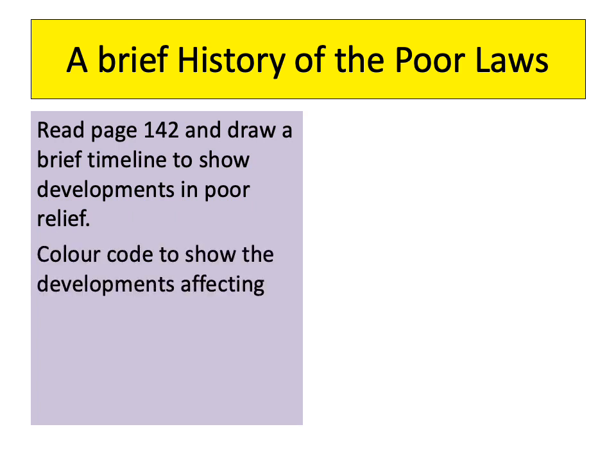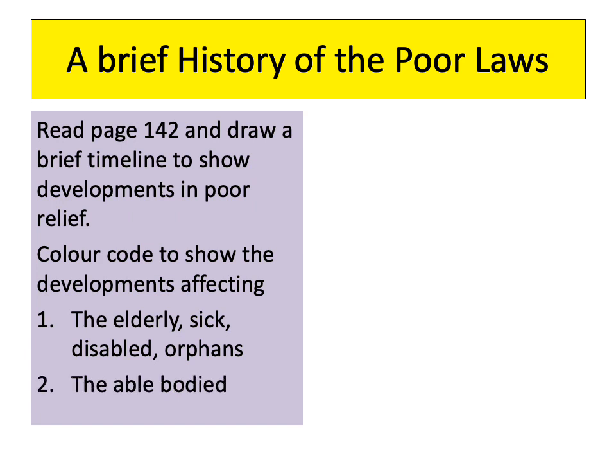And as I put here, another helpful thing to do will be to colour code your timeline to show the developments that affected the deserving poor, so anybody too old, too sick, disabled to work, or those who were orphaned. And second colour, the able-bodied. So what was done at each time for the able-bodied poor, those who were able to work but either couldn't find work or some attitudes suggested they chose not to. There tends to be a distinction in how they are treated. So pause the PowerPoint there and just make sure that you've done your timeline and you've colour coded it as instructed.